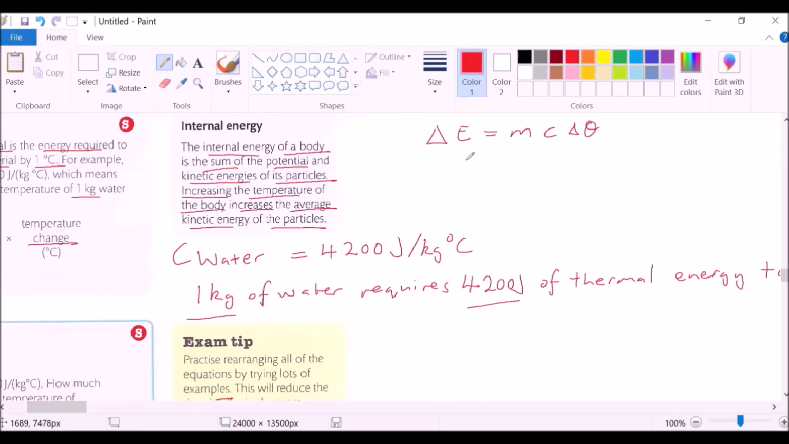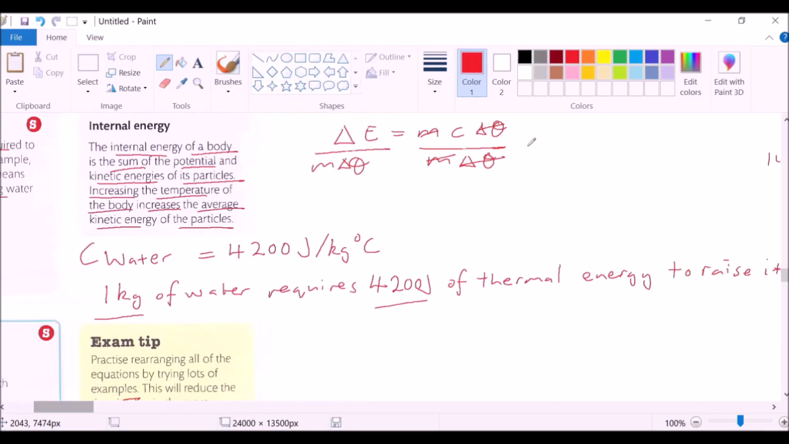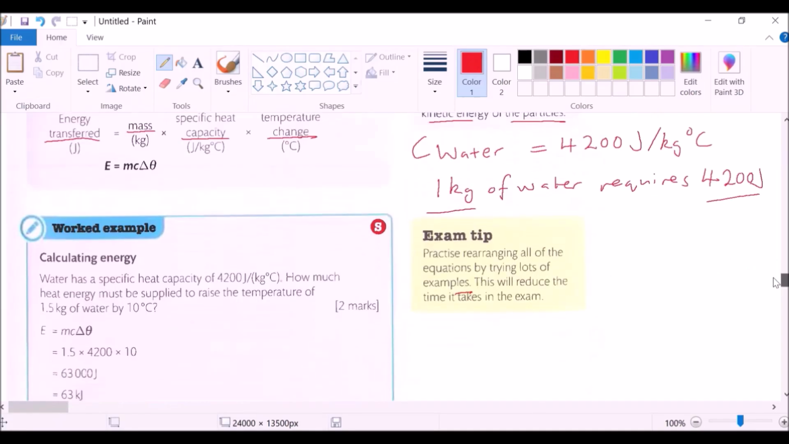So from the definition of specific heat capacity, if we divide both sides by m delta theta, m and delta theta will cancel there. We will say C is equal to delta E, which is change in energy, over mass times change in temperature. So we must be able to recall and use this equation.